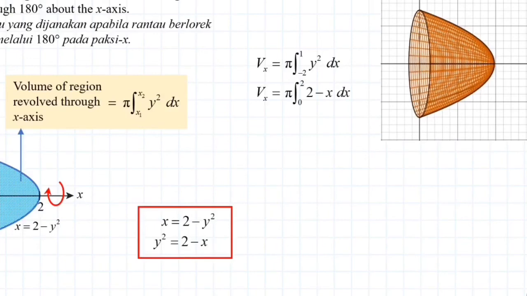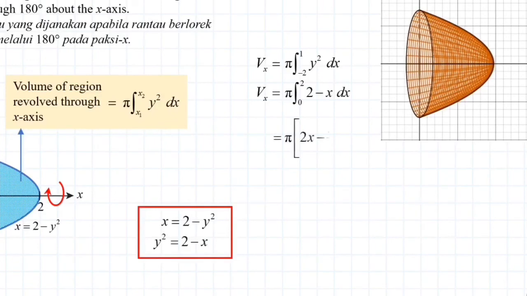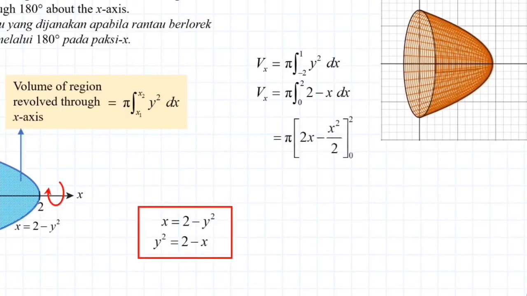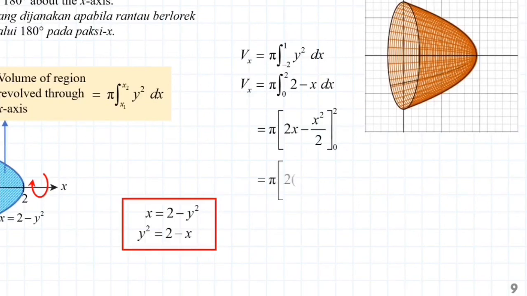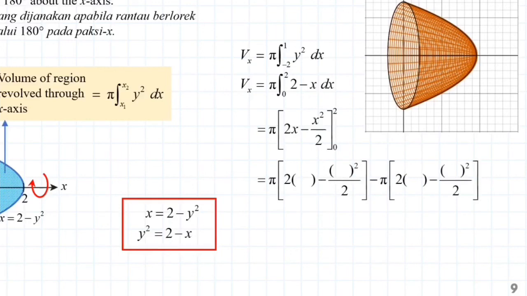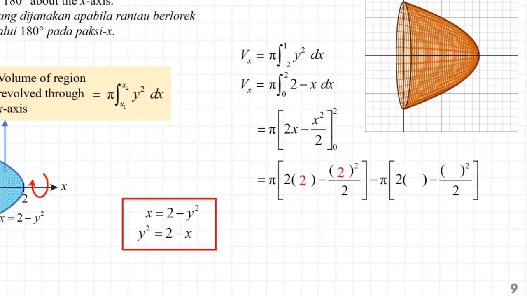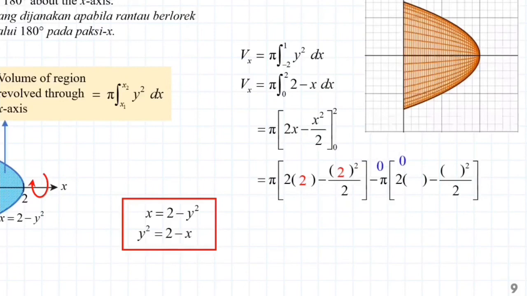So after you integrate the 2, you get 2x. The pi is still there, bracket 2x minus x squared over 2. Then you substitute the limit carefully from 0 to 2. Then you simplify your answer. When you substitute, remember, substitute the upper limit 2 first minus the lower limit 0. Then you will get the volume generated as shown in the diagram above. So only integration can help us to calculate the volume for the curve.